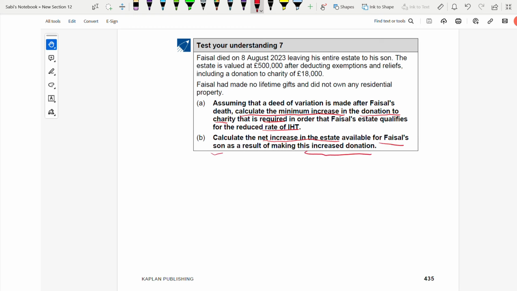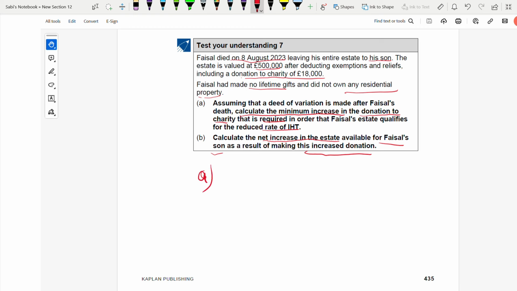Faisal died on 8th August 2023, leaving his entire estate to his son. The estate is valued at 500,000 after deducting exemptions and reliefs, including a donation to charity of 18,000. Faisal made no lifetime gifts and did not own any residential property. That means the nil rate band is 325,000 and there is no residence nil rate band. So now, first let's do part A.